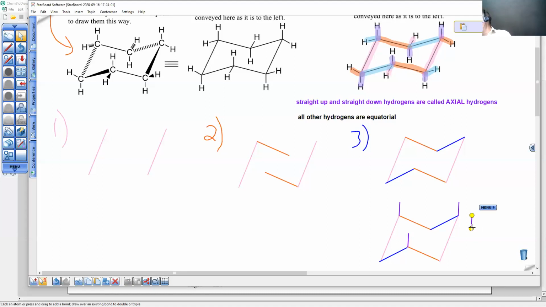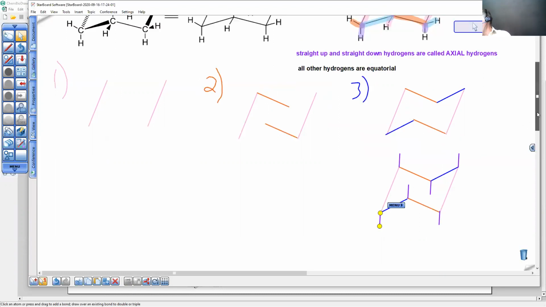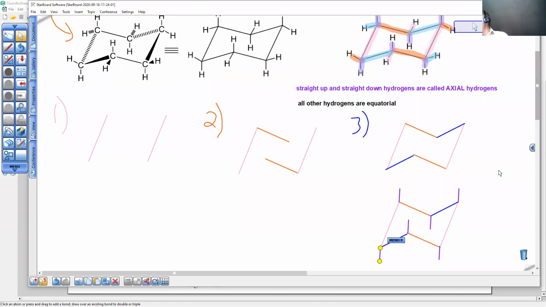Paste. The other carbons where you didn't put the straight up, guess what? Straight down. Paste. Straight down. And paste. Straight down. There you go. And every one of those was a, what kind of hydrogen? I found my pen. It was an axial hydrogen.